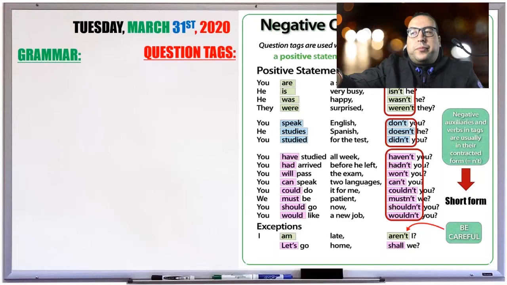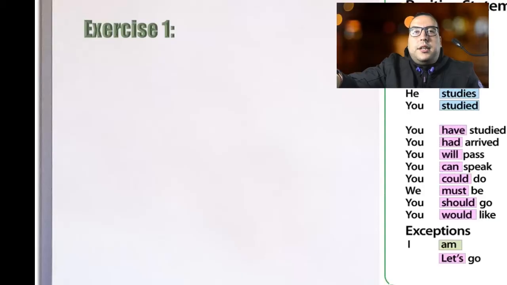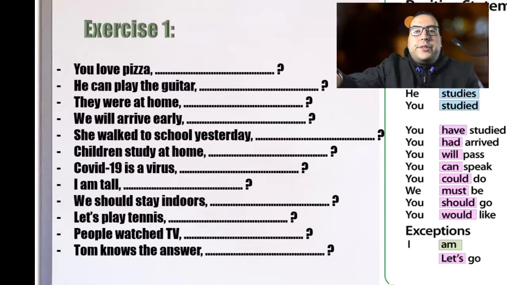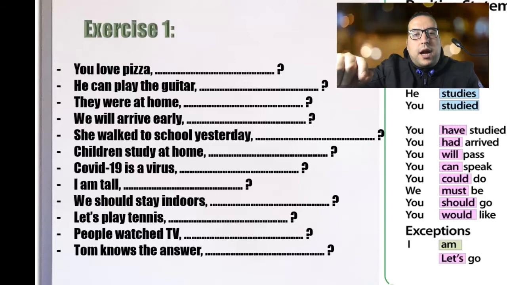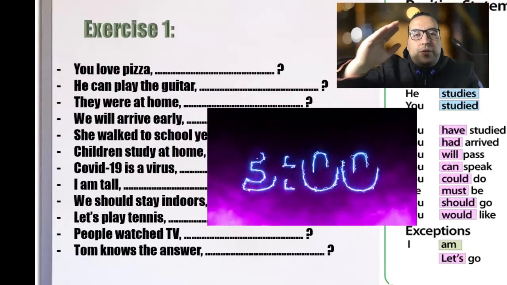Very good. Now, it's exercise 1. I give you some sentences. I give you the positive statement and you should give me the negative tag. To do this, I will give you a 3 minute countdown. See you after that.